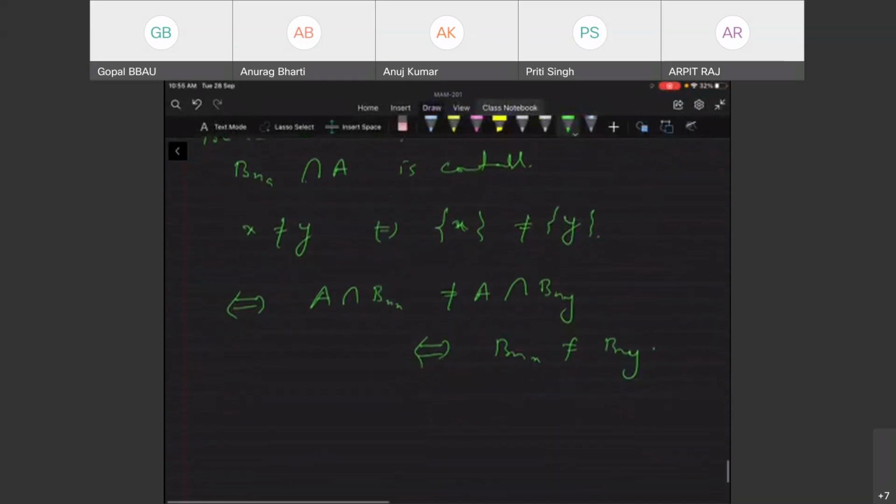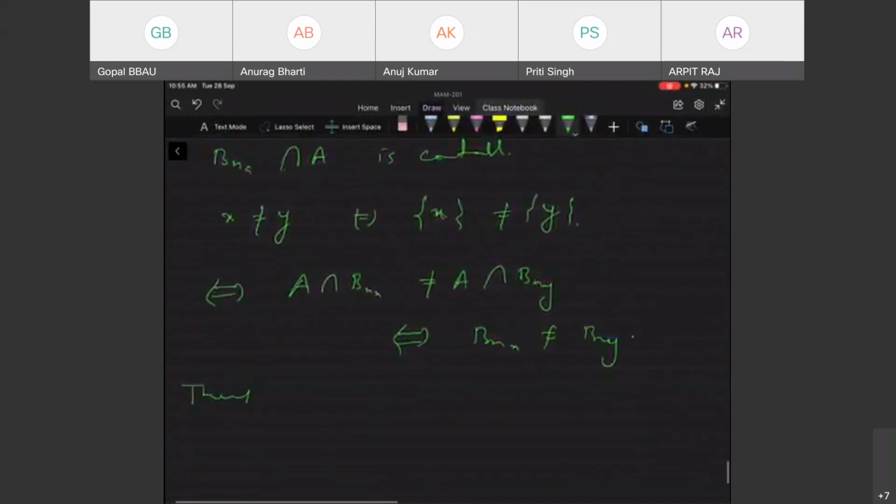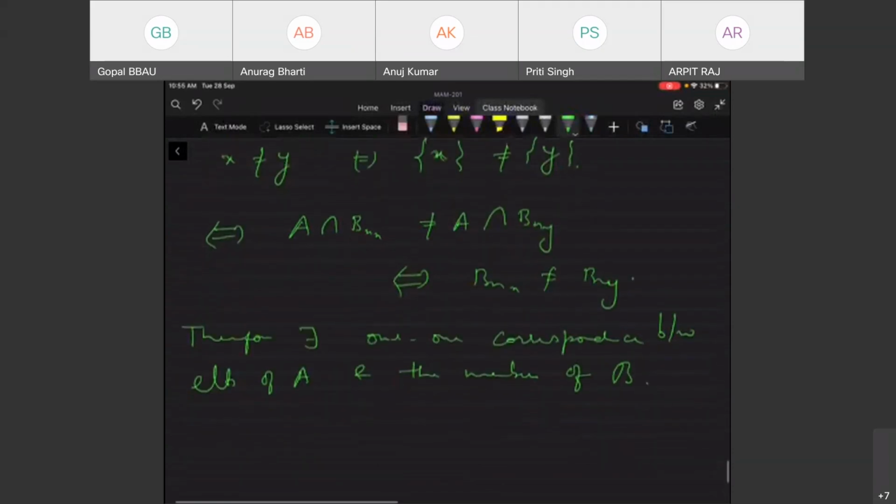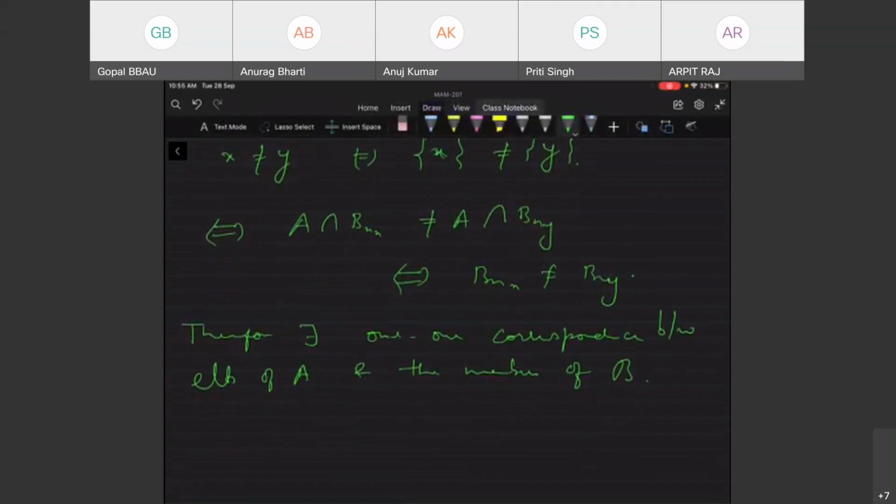Therefore, what we get is that there exists a one-one onto map, a one-one correspondence, between the elements of A and the members of the subclass of B. So since we are getting a one-one onto map between A and members of B, and we know B is countable, this means A must be countable.